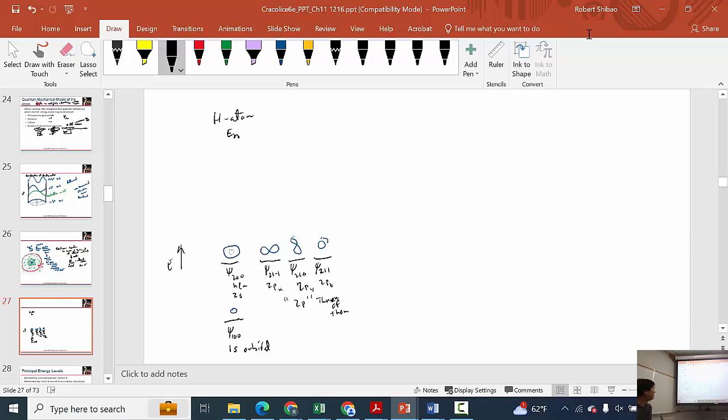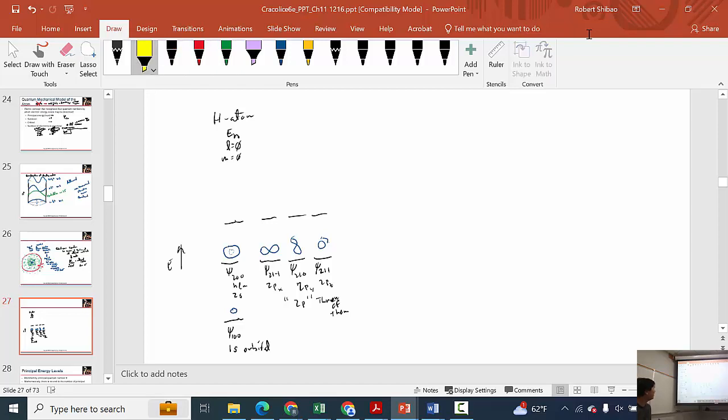And then we go to the n equals 3. When n equals 3, I could have different L values. And so I'm showing them here. L equals 0. M is equal to 0. That's this.